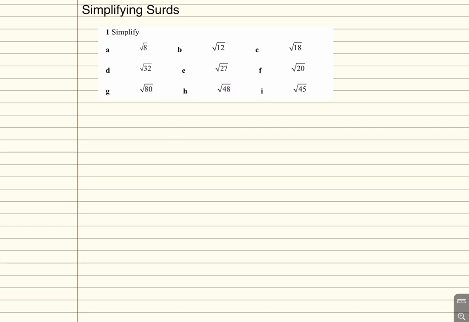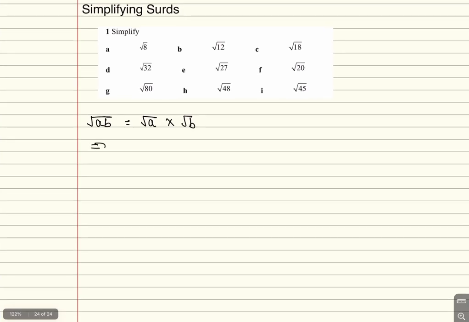we also need to know the following fact: root AB is equal to the square root of A times the square root of B. For instance, the square root of 3 times 4 is equal to the square root of 3 times the square root of 4, which simplifies to 2 root 3. That is the rule we're going to apply for simplifying surds.